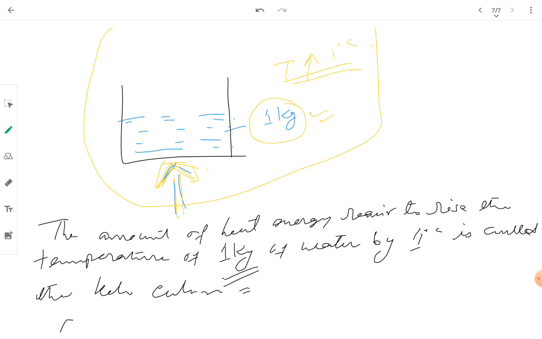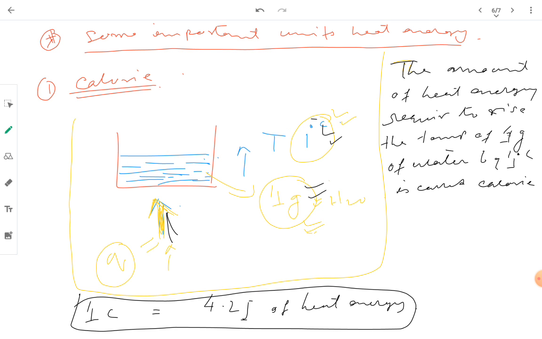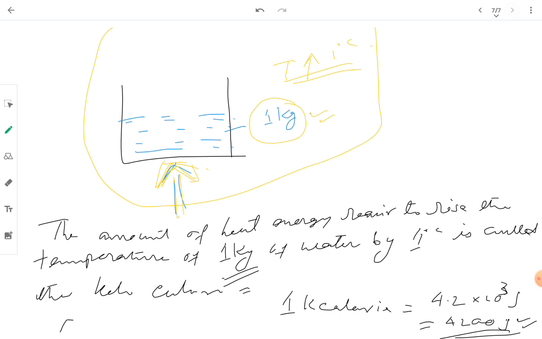We know that this kilo means 1000, so 1 kilocalorie will contain 4.2 into 10 to the power 3 joule, or you can write 4200 joule of heat energy. So we have come to understand that there is one calorie, another is kilocalorie, and we have understood their relationship.